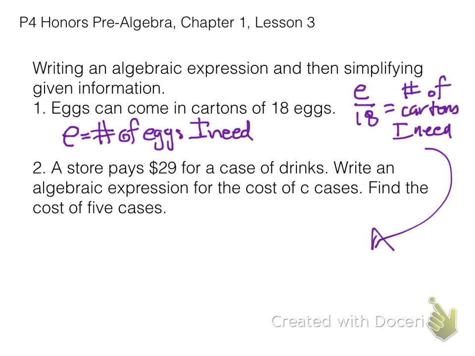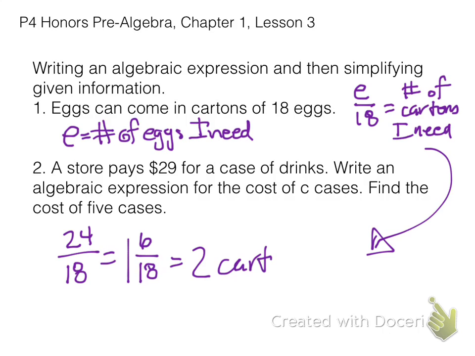Alright, I'm going to move down here. So, let's say I needed 24 eggs, and I divided that by 18. I can go ahead and simplify this. 18 goes into 24 once, right, because the 24 goes in the house, 18 goes outside of the house, and how many am I going to have left over? Well, I'm going to have 6, so 6 over 18. So basically, since I can't buy half a carton worth of eggs, I'm going to need 2 cartons.